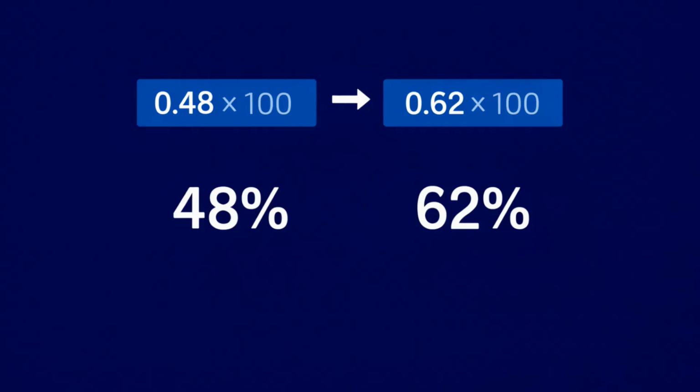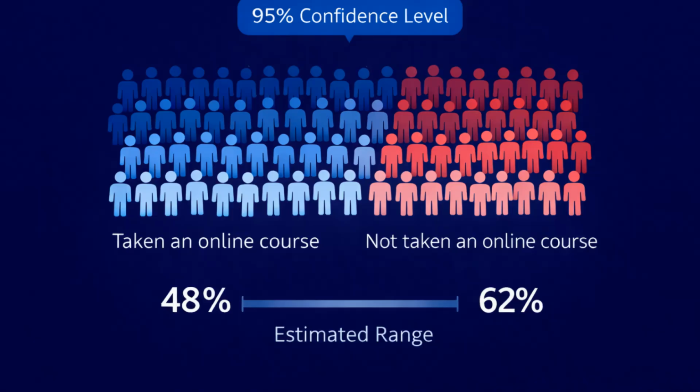These numbers are proportions written as decimals. To express them as percents, they are multiplied by 100. 0.48 becomes 48%, and 0.62 becomes 62%. The interpretation is stated as follows. At the 95% confidence level, the true proportion of all students at this college who have taken at least one online course is estimated to be between 48% and 62%.